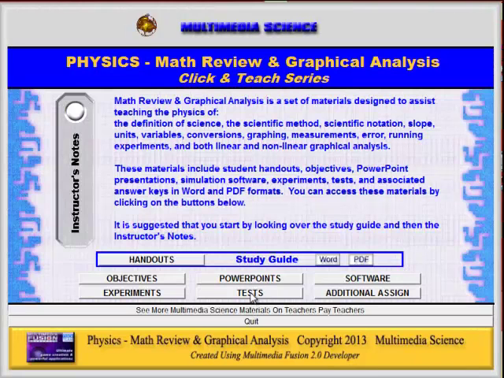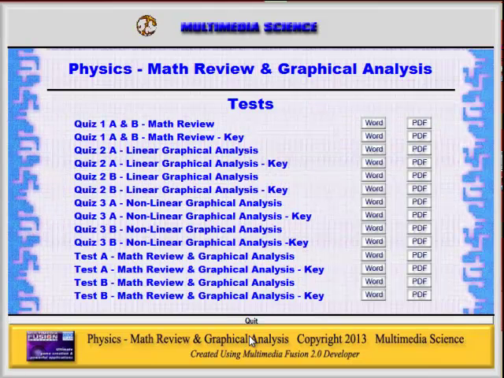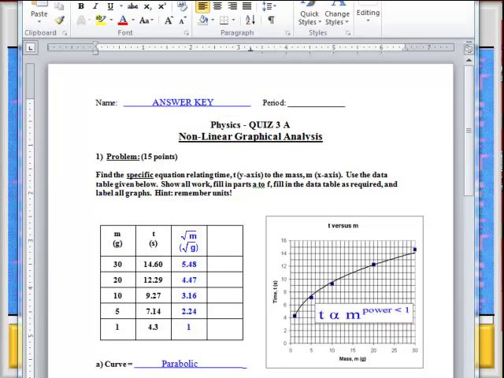There are 2 quizzes and a test in A and B formats, again in Word and PDF format, and the associated answer keys. So here's one of the quizzes on nonlinear graphical analysis.